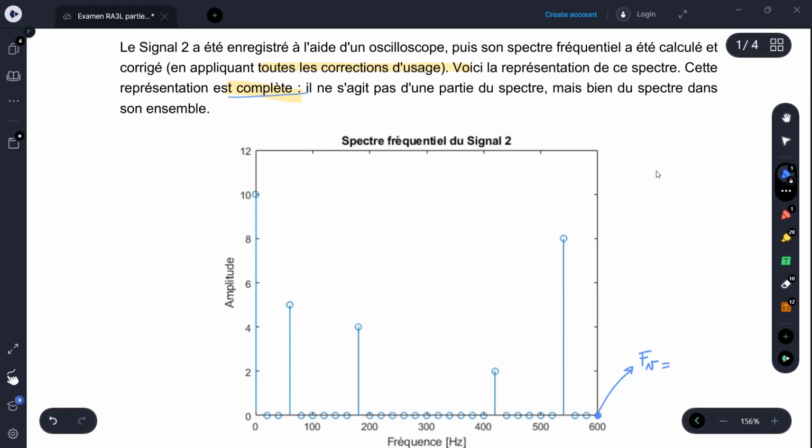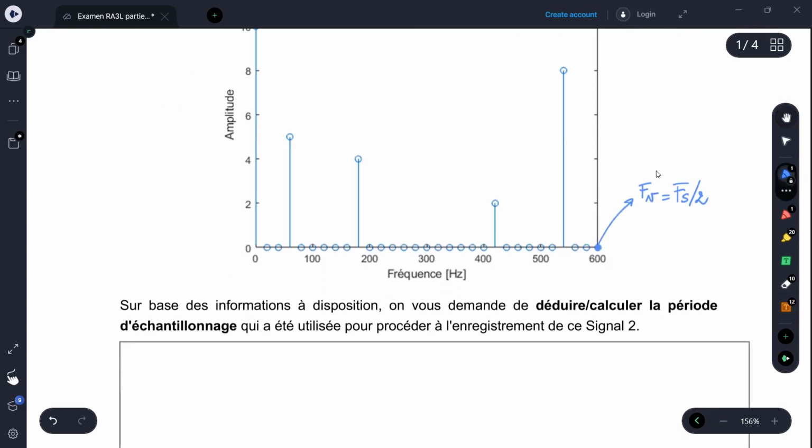Et cette fréquence de Nyquist, on sait que c'est égal à la fréquence d'échantillonnage divisée par 2. Donc de là, on peut simplement déduire que si la fréquence de Nyquist est égale à 600 Hz, alors la fréquence d'échantillonnage est égale à 1200 Hz. C'est la première façon de faire.